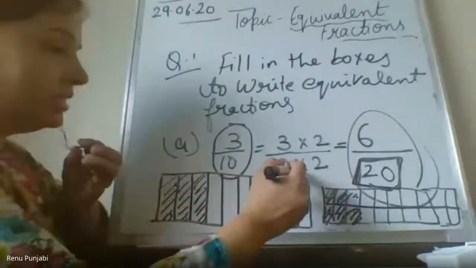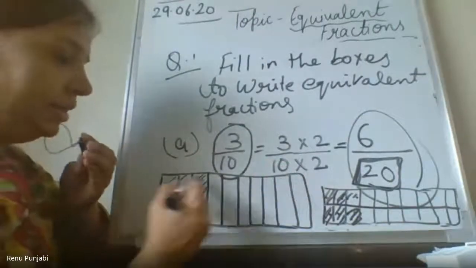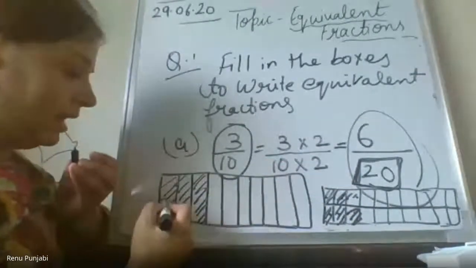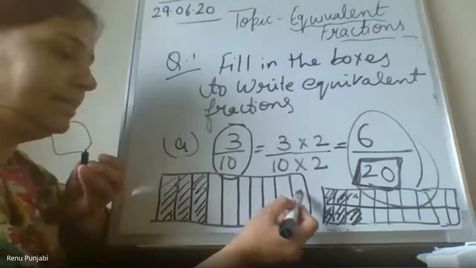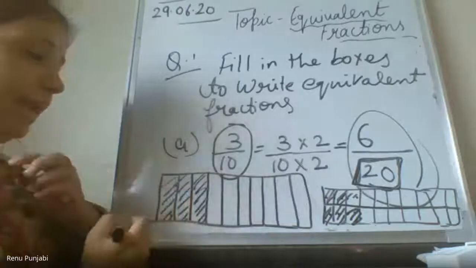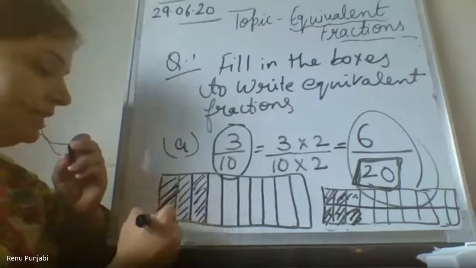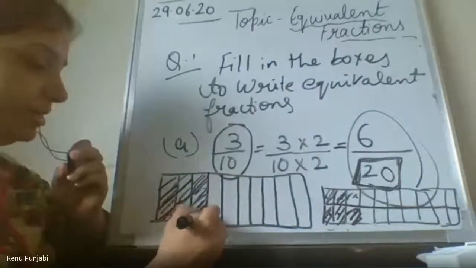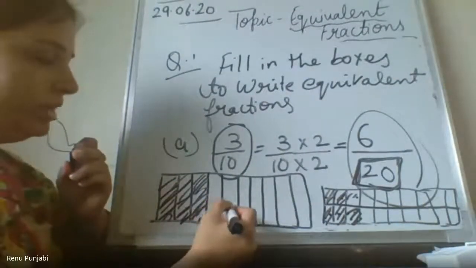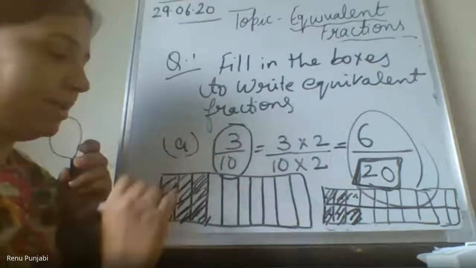Now this chocolate bar is divided into 10 equal parts: 1, 2, 3, 4, 5, 6, 7, 8, 9, 10. Out of these 10, 3 parts I ate. Why 3? Because the numerator is 3. The remaining is 1, 2, 3, 4, 5, 6, 7.